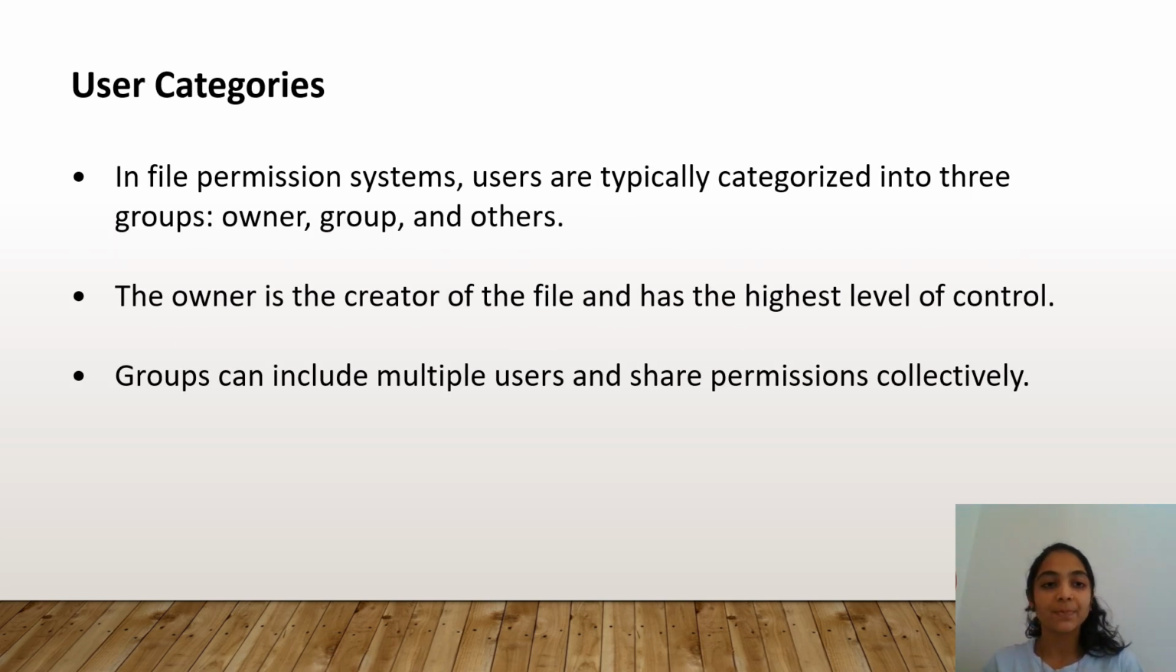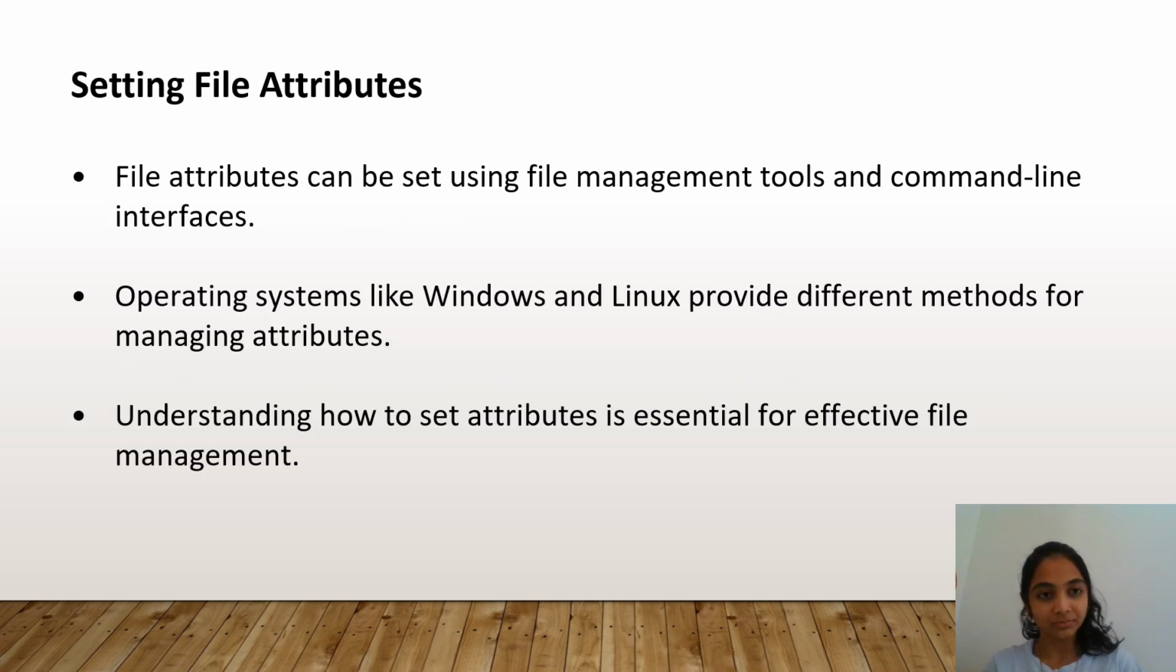User categories. In file permission systems, users are typically categorized into three groups: owner, group, and others. The owner is the creator of the file and has the highest level of control. Groups can include multiple users and share permissions collectively.